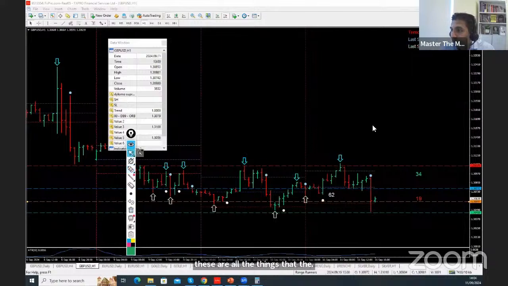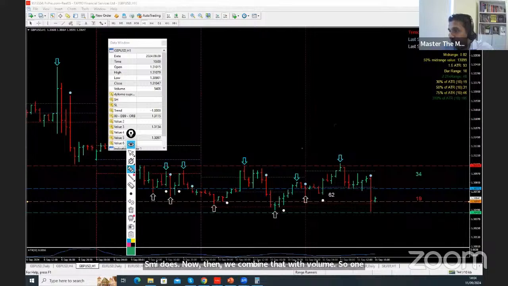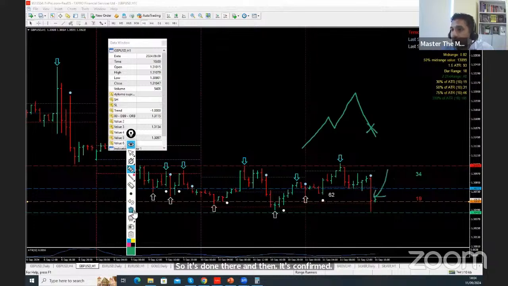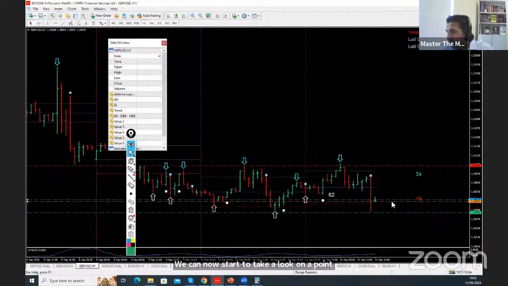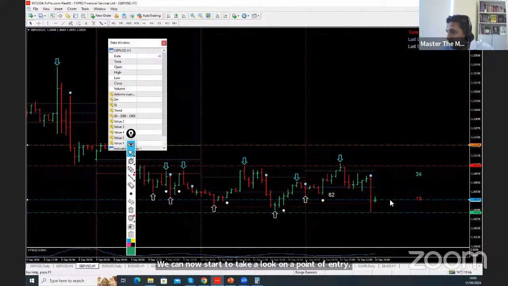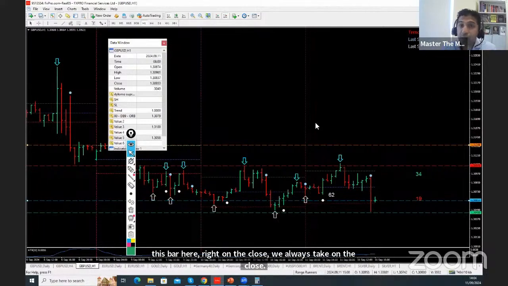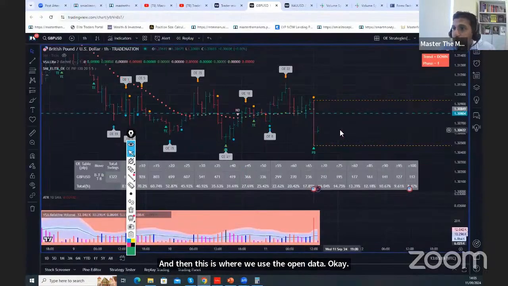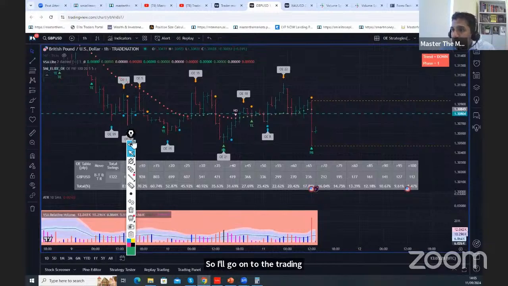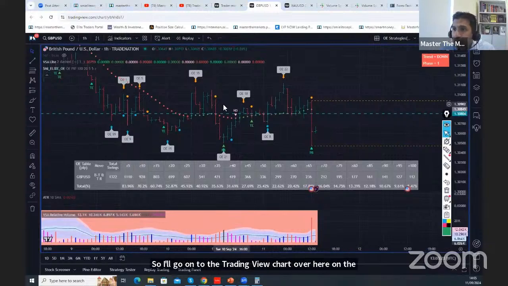Now, then we combine that with volume. One other strategy that we can do here, as you can observe, it's done that, and then it's confirmed its top over here on this bar. We can now start to take a look at a point of entry on this bar, right? On the close, we always take on the close. And then this is where we use the open equity data. Okay, so I'll go on to the TradingView chart over here, on the open equity data on the 1 hour time frame, right?